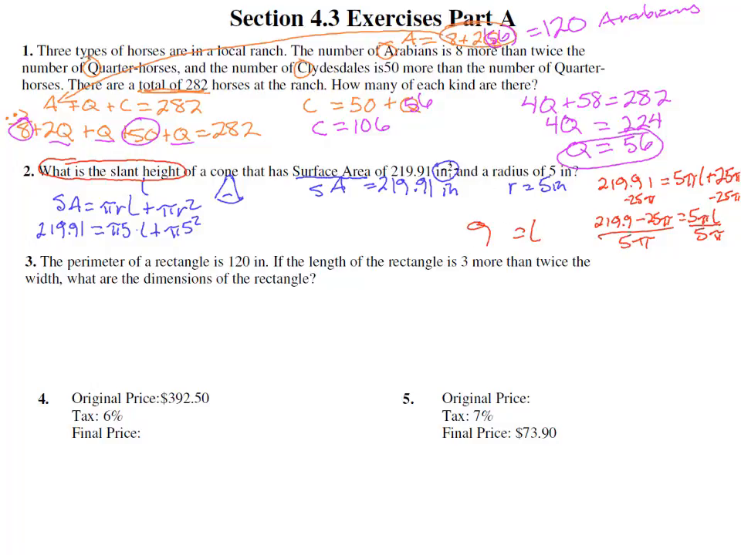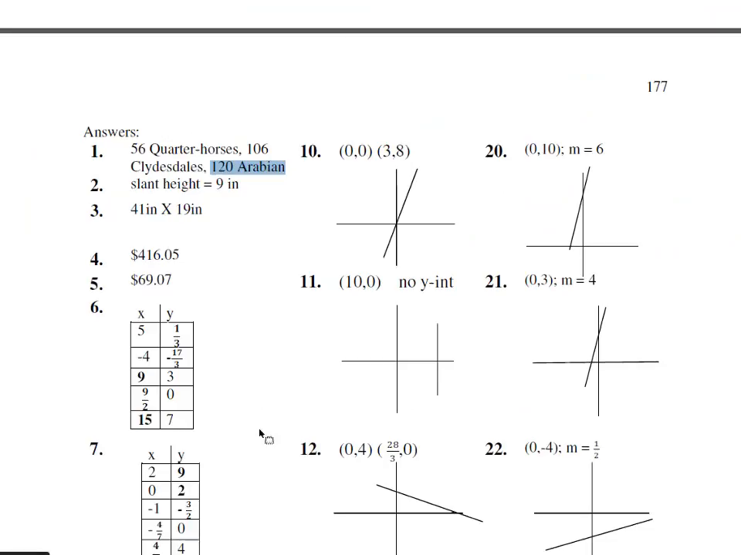And are we in inches or inches squared? The height, slant height, is going to be just in inches. So L equals 9 inches. Let's check a look at the answer. Yeah, slant height is 9 inches.